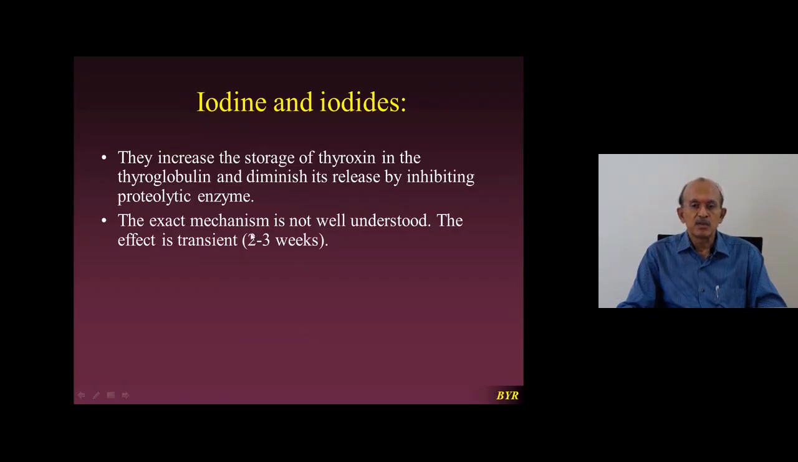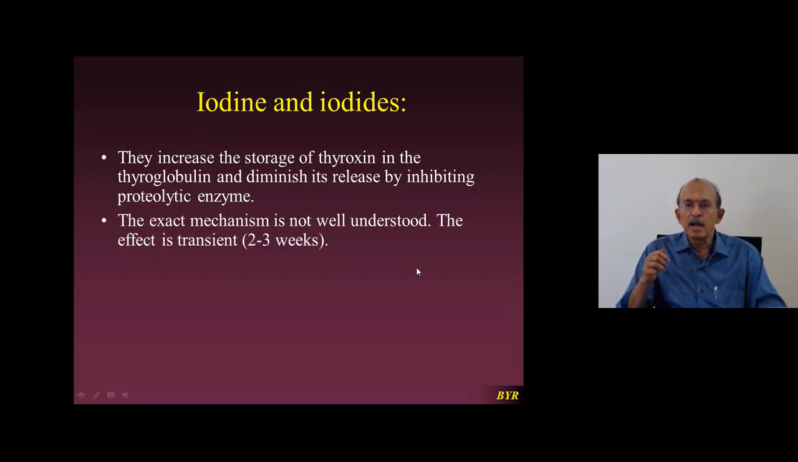But their effect is only for 2 to 3 weeks. During this 2 to 3 weeks period, what will happen? There will be increased amounts of thyroglobulin in the thyroid follicles. Because of this increased load of thyroglobulin in thyroid follicles, the vascularity of the thyroid gland diminishes. Because more globulin is there, the gland will become softer in consistency. It reduces vascularity, it becomes soft and more pliable.